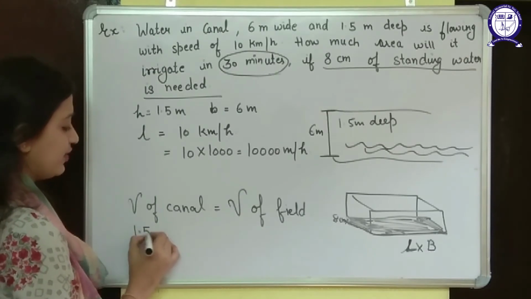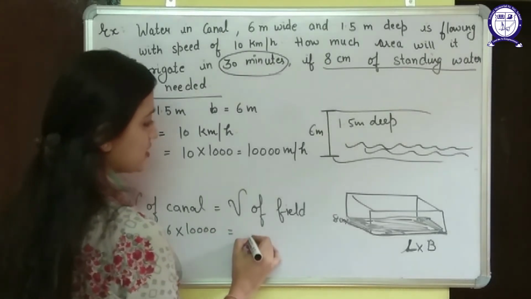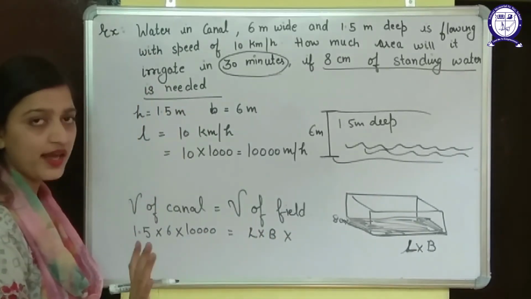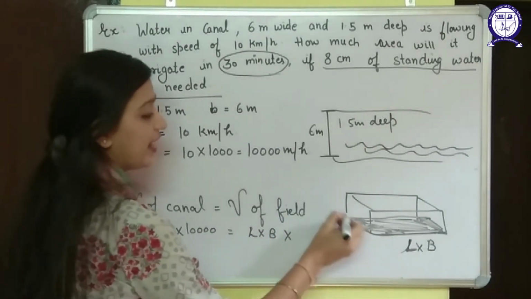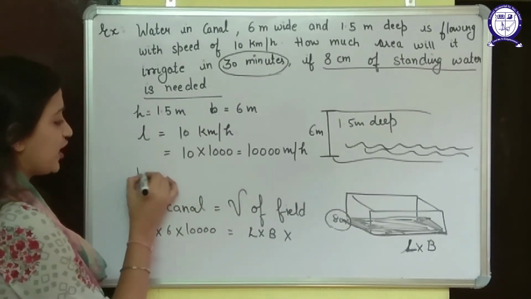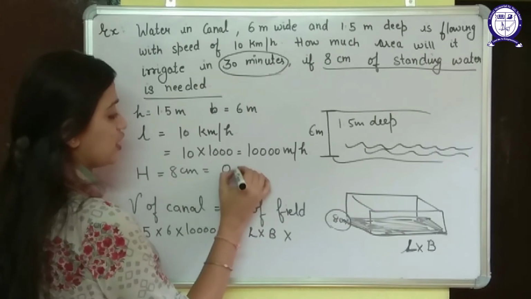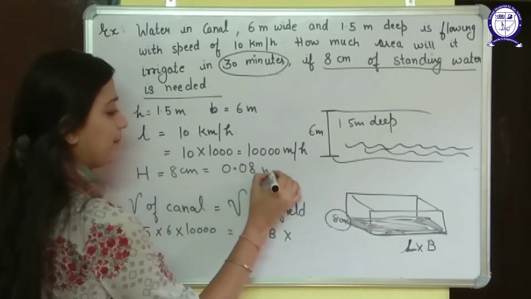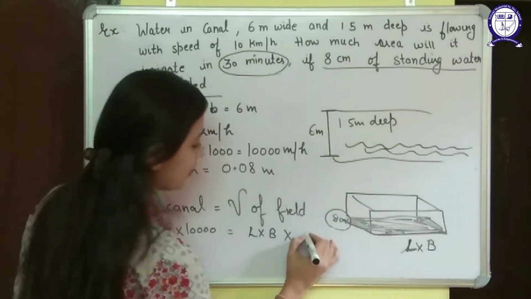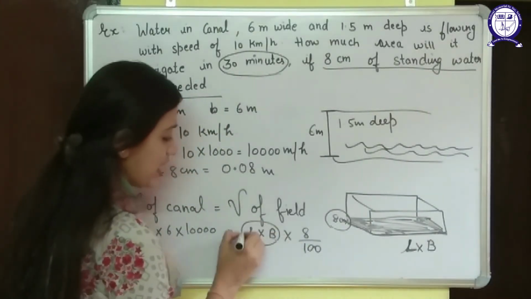So 1.5 into 6 into 10,000, and this is L into B into H, right? But look at the question, this is 8 centimeters and these all are in meters. So first of all, we will change the height 8 centimeter into meters, that is 0.08 meters, dividing it by 100. So this is my 8 upon 100 and I need to find this L into B.